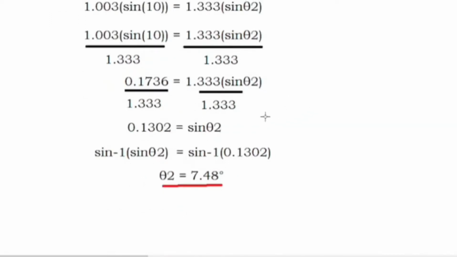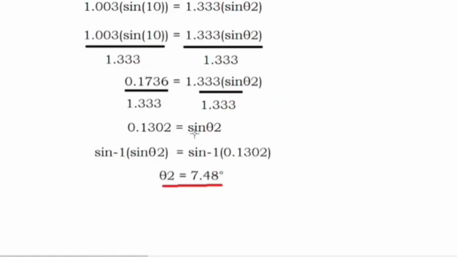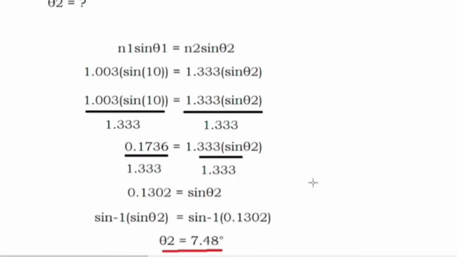After this, you will get 0.1302 for sine theta 2. In order to remove the sine, you will use the inverse sine. The inverse sine of sine theta 2 is simply the angle theta 2. And the inverse sine of 0.1302 is 7.48 degrees. And that is all. Thank you for listening.